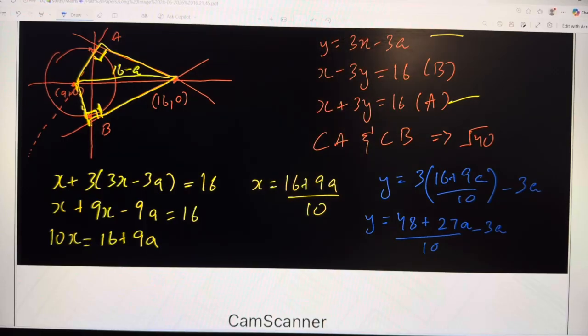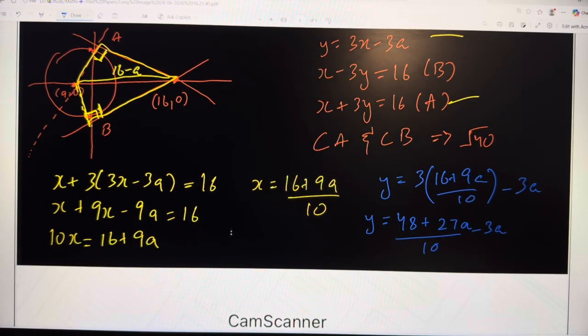Okay, so we can rewrite this as y is equal to, think about this, we can use LCM. 10 times minus 3a is equal to minus 30a, so 27a minus 30a is equal to minus 3a. So y is 48 minus 3a upon 10. This is our coordinates of A.